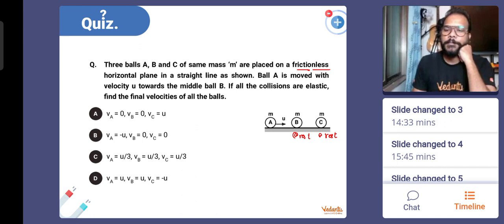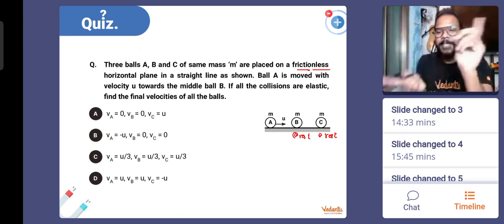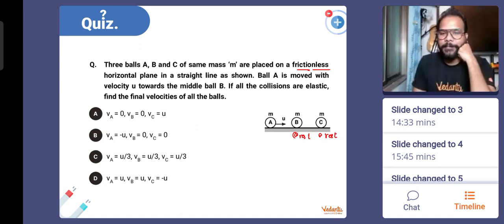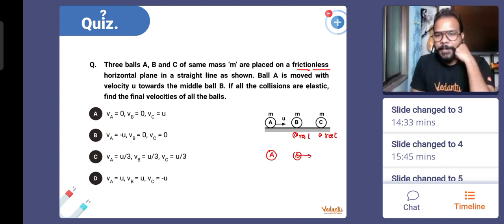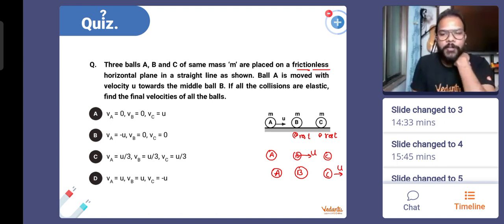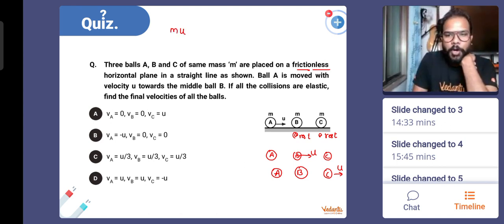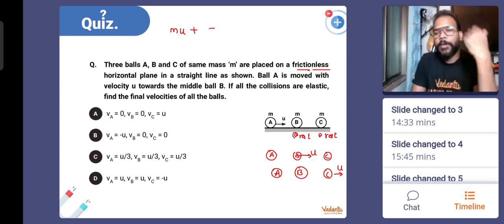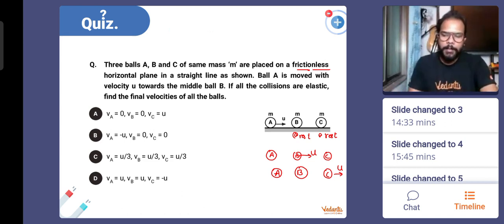Easy, right? Ball A collides with B, velocity exchange. So A comes to rest, and B starts to move with velocity u, and then B collides with C, and finally C moves. You can also think of it from the law of conservation of momentum, everybody. Initially, the momentum is only with ball A, and finally, the momentum will only be with ball C. That's why.